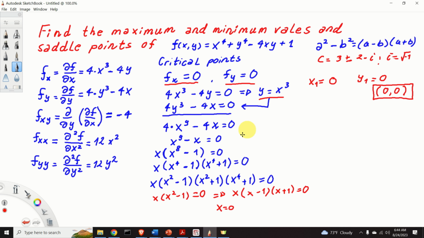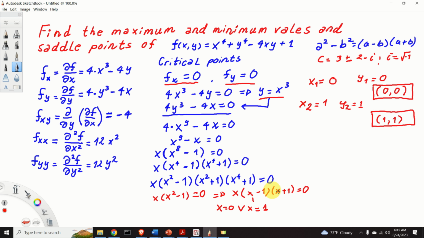Okay, how about the second point? Obviously, from here I can have that x is equal to 1. When x is equal to 1, y is obviously equal to 1. I will denote this solution x2 is equal to 1 and y2 is equal to 1 from this equation. And we obtain our second critical point, and that point is 1, 1.